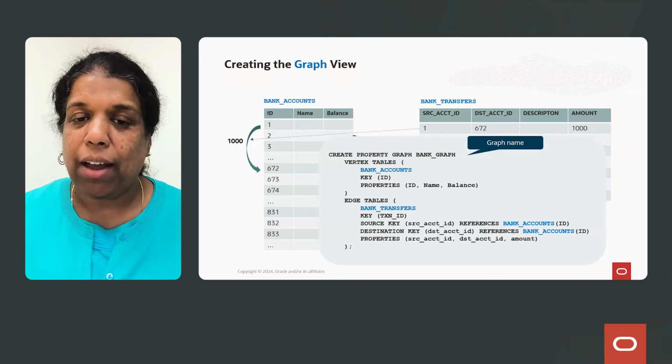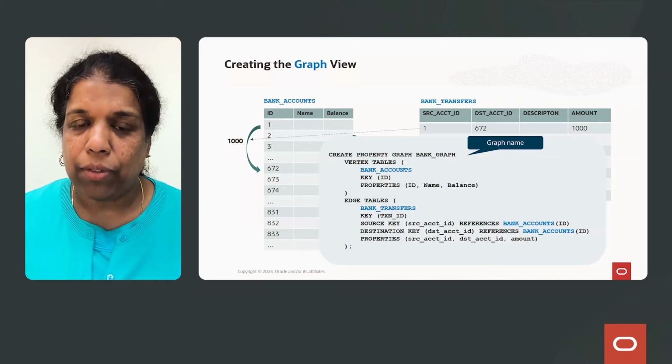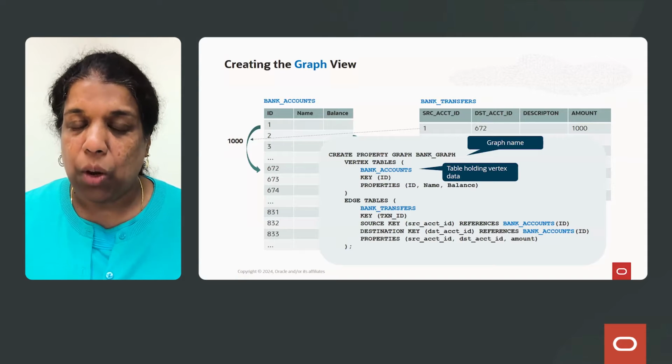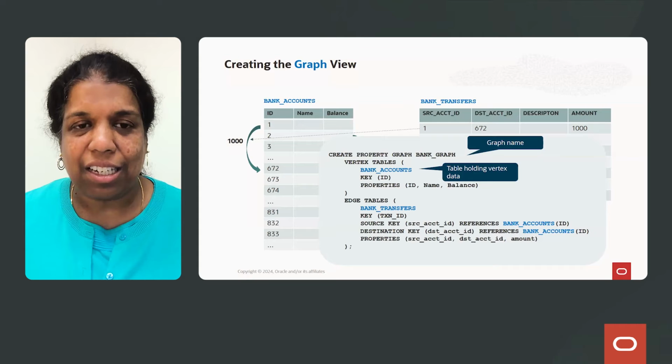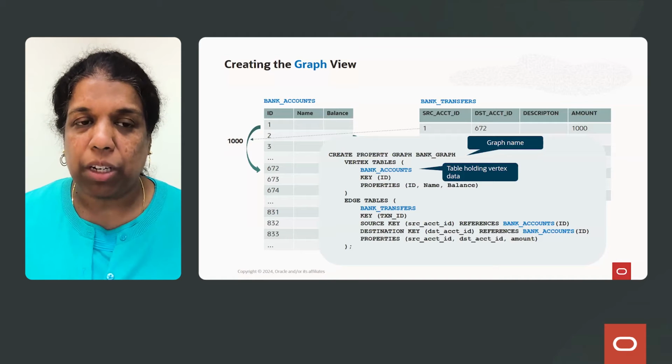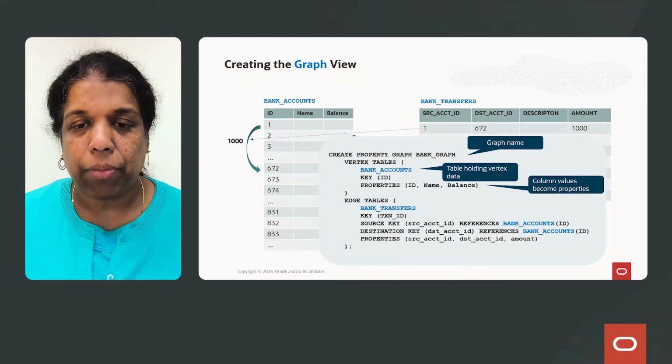So I have here the graph name, bank graph. Then I have the table that contains the vertex or node data. So the bank accounts contain the entities and the data that you're looking at. So that's a bank account. So each row in that table becomes a vertex or node in your graph. And then the properties for that node come from the column values.